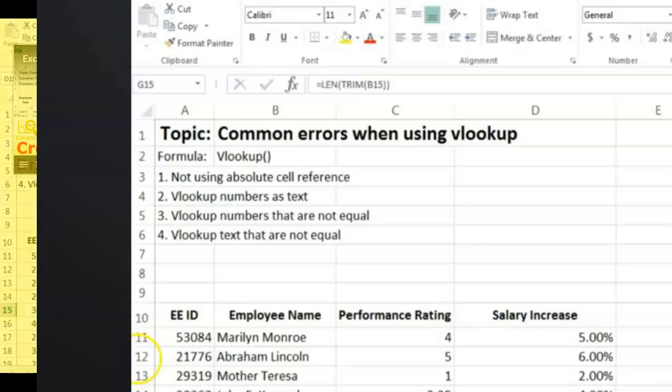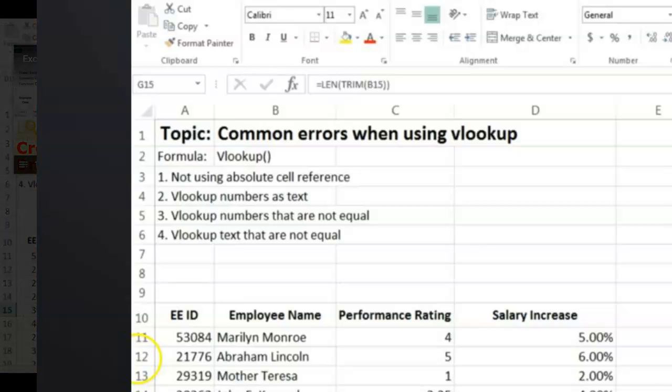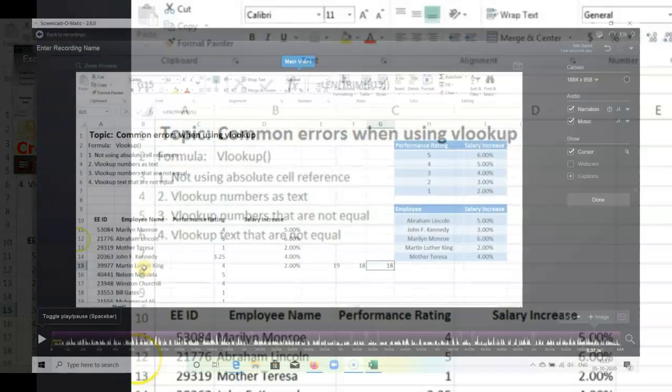So dear students, these are some details which I wanted to discuss with respect to VLOOKUP errors.